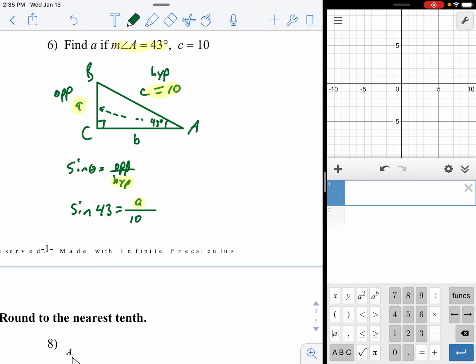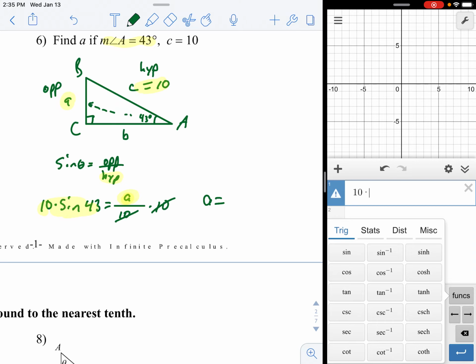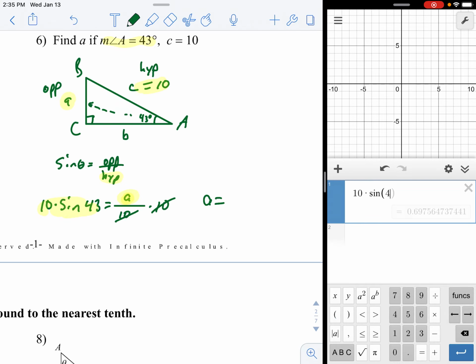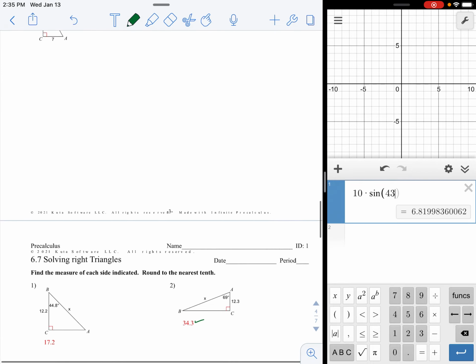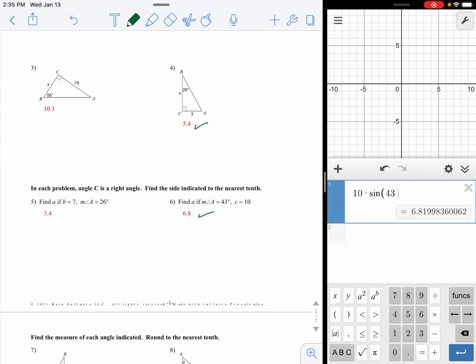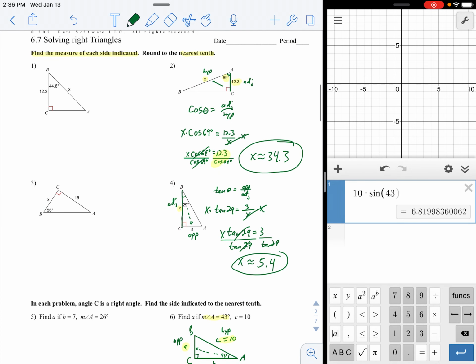So to solve this problem, all I have to do is multiply both sides by 10, cancel that out. And so what I get is, whatever this is equals A. So A equals, go to the calculator, 10 times sine of 43. And I get 6.8, looks like. Check number 6, 6.8. There we go.